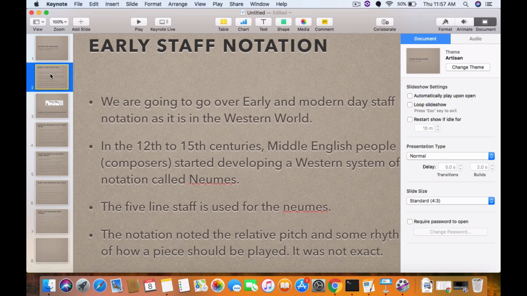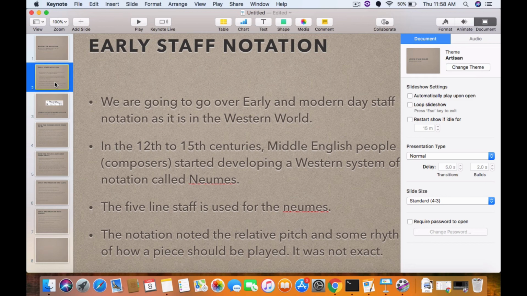So here we have, in the 12th to 15th centuries, Middle English composers started developing a Western system of notation called neumes, or heighted neumes. Heighted neumes are just upper level neumes that basically notated the relative pitch, not a precise pitch, and a relative rhythm. And typically, when you first had music in the 12th to 15th centuries, before the age of printing, it was largely oral, by ear, and people did not write it down until the neumes came into place.